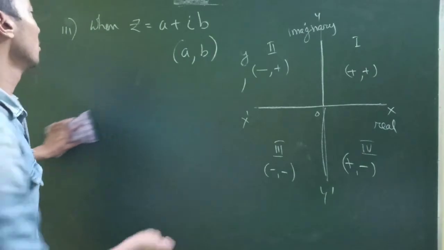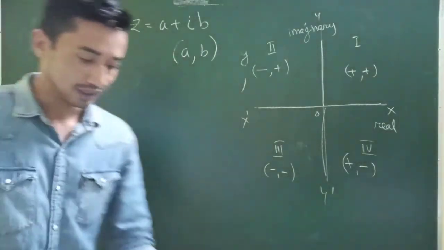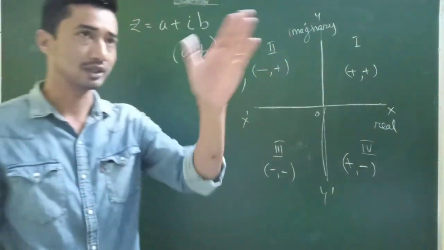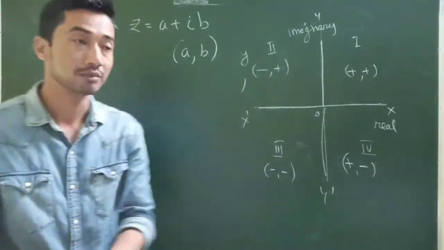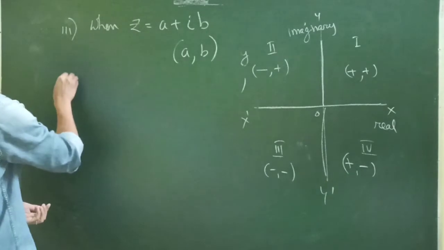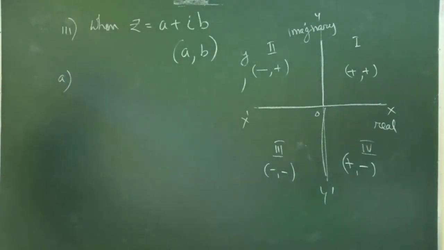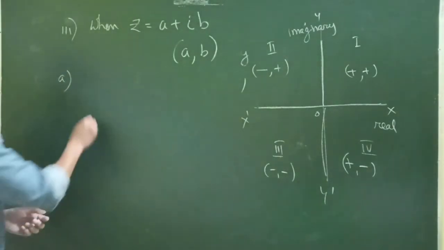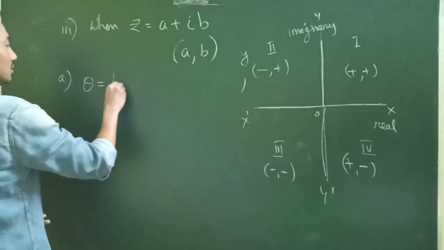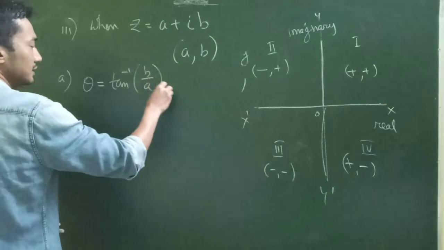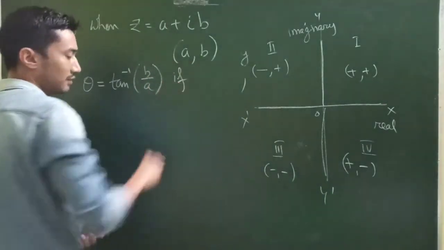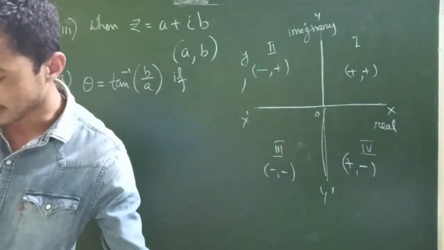Okay, so we will have to first identify the coordinates and decide which quadrant it lies in: first, second, third or fourth. Now, respectively, please note it down. The value of the argument theta will be equal to tan inverse b by a.